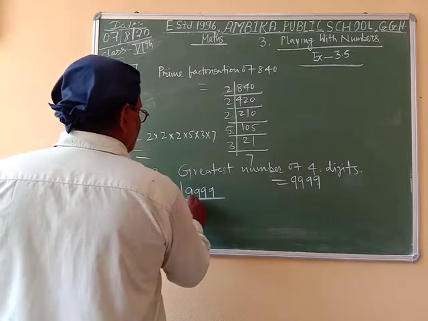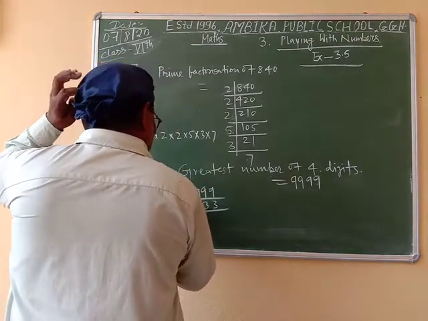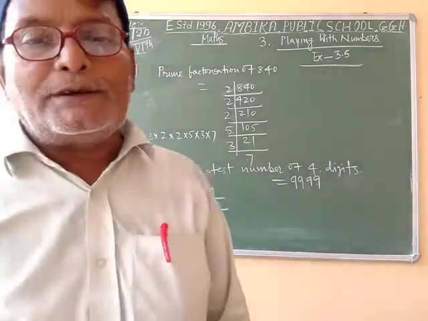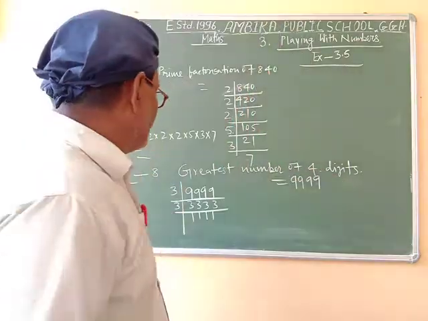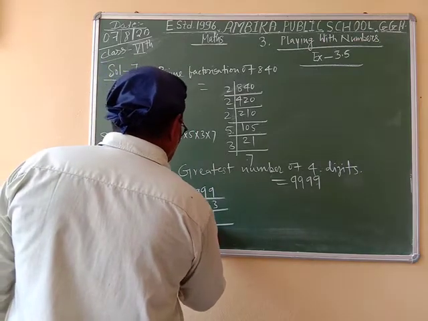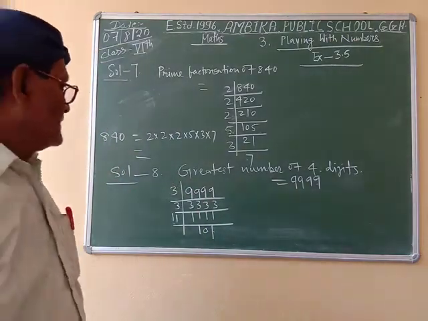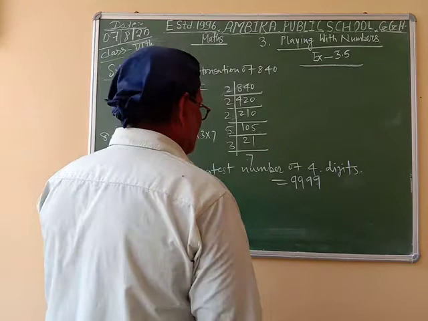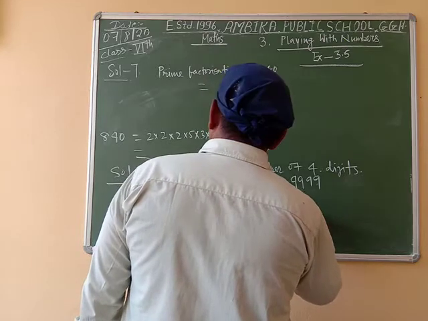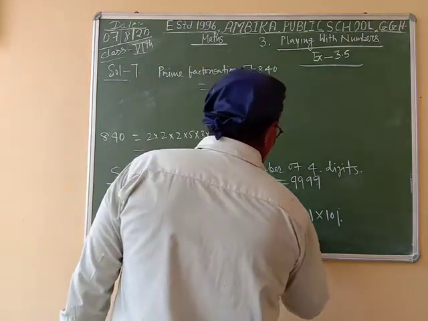9999 dividing by 3, again 3, 1111. Now dividing 1111 by 11, we have 101. Now it will not be divided. So the prime factorization of the greatest number of 4 digits will be 3 into 3 into 11 into 101. Answer.